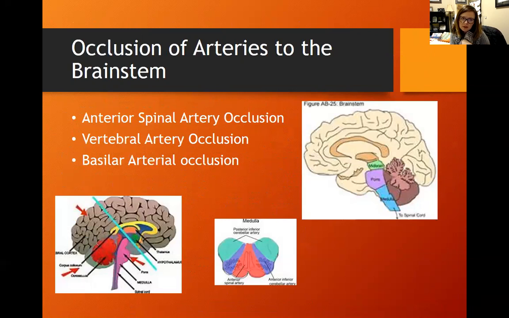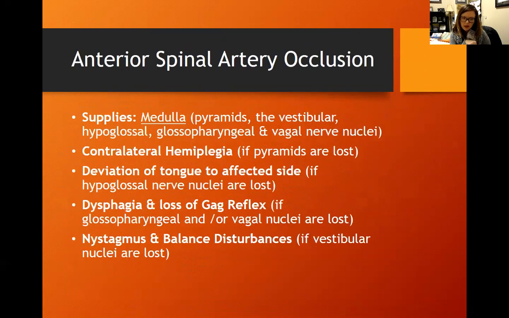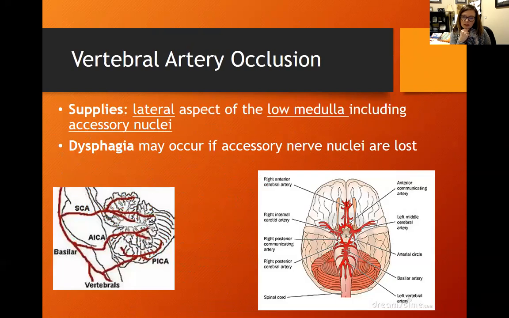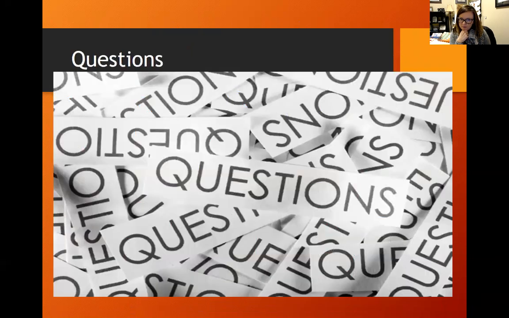So if we have occlusion of arteries to the brainstem, look at this: anterior spinal artery, vertebral artery, or basilar arterial occlusion. So the anterior spinal artery supplies the medulla. That's bad. That's actually very bad, because the medulla and the pons have higher centers for cardiovascular control. So you might see contralateral hemiplegia, deviation of the tongue, dysphagia, nystagmus. You're getting the theme, I'm hoping. Vertebral artery, lateral aspects of the low medulla, including accessory nuclei, and you may have dysphagia.